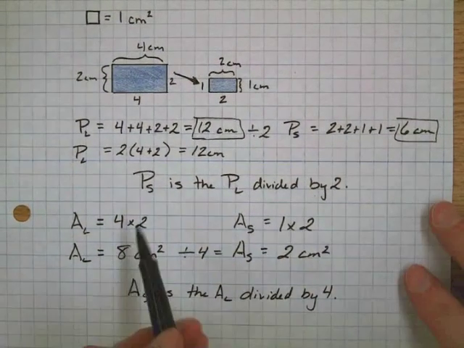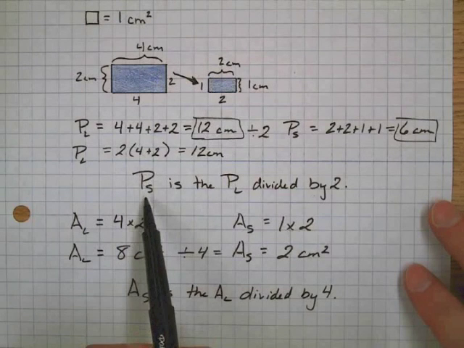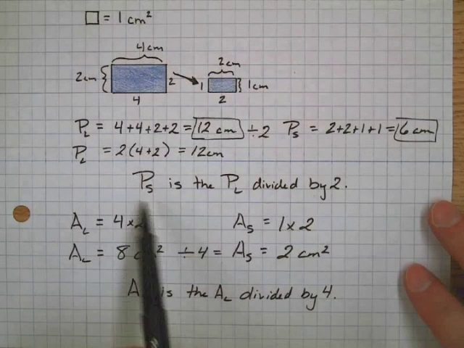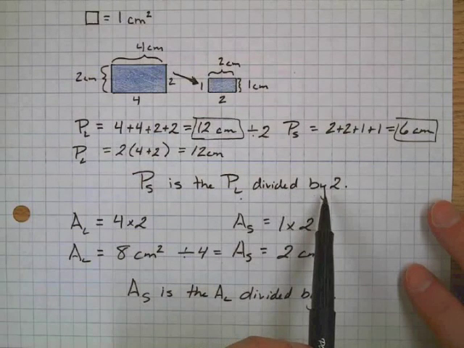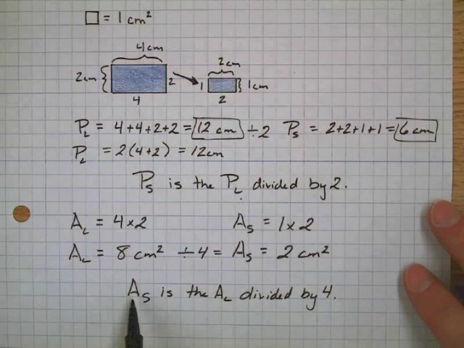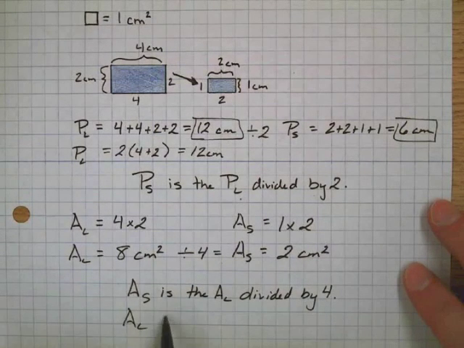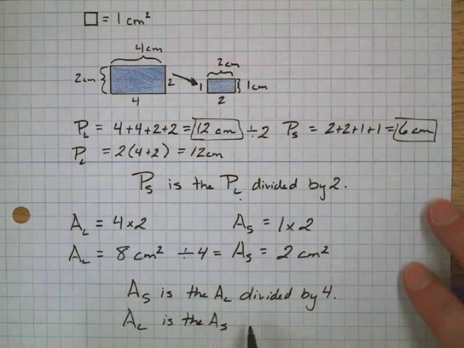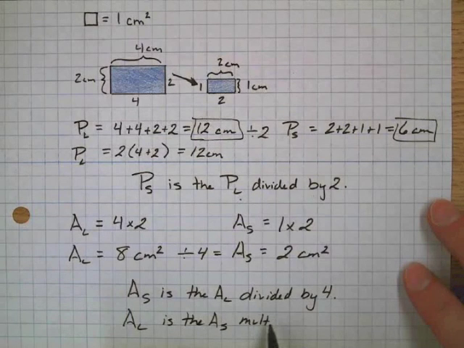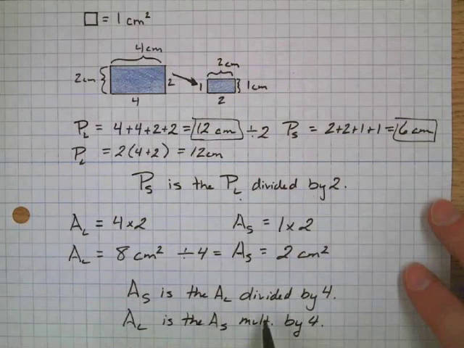Now we could also say these in reverse. We could say that the perimeter of the large rectangle is the perimeter of the small multiplied by 2. Just as we could say that the area of the large is the area of the small rectangle multiplied by 4. These mean the same things, it just depends on which one you're starting with and you're comparing it to the other one.